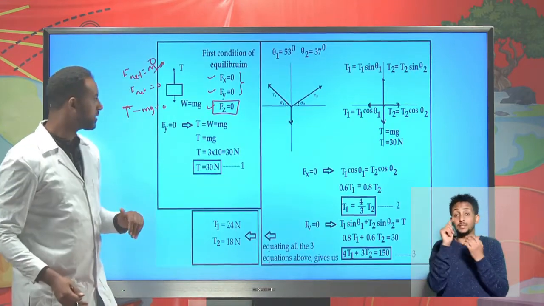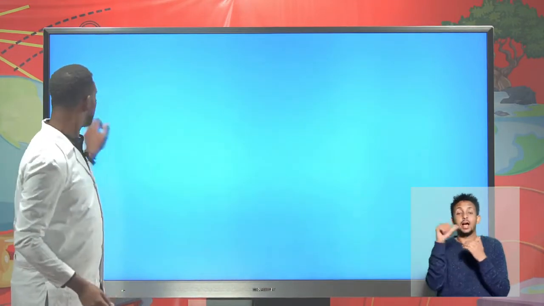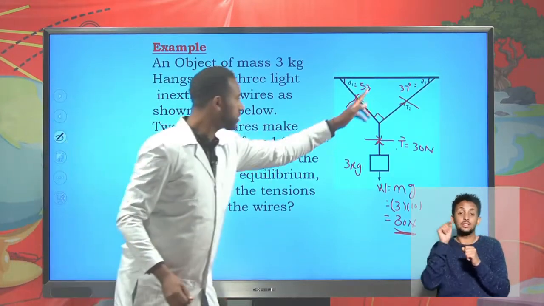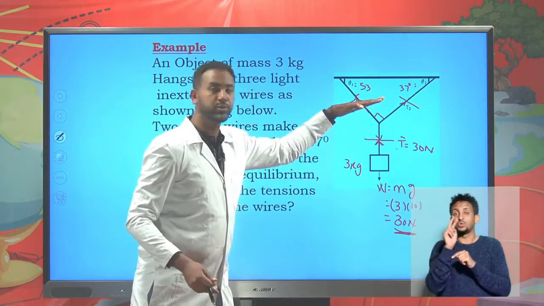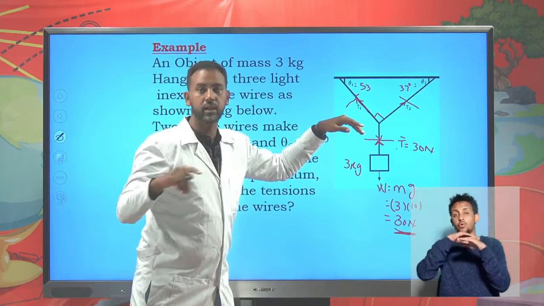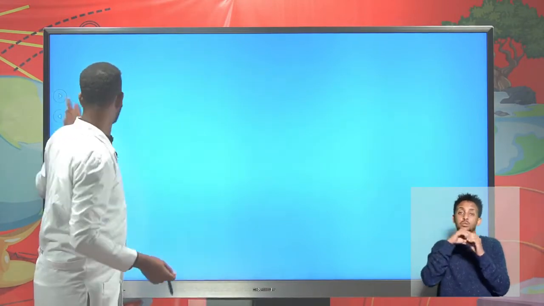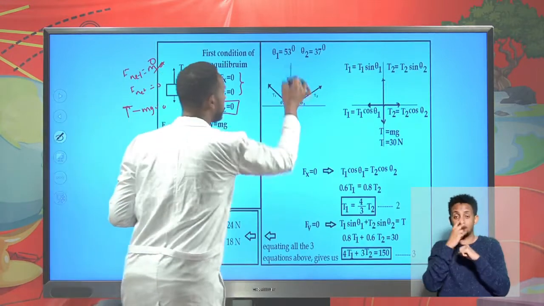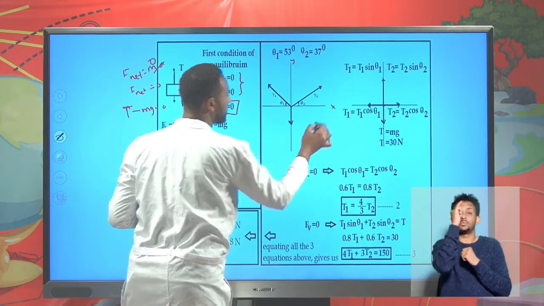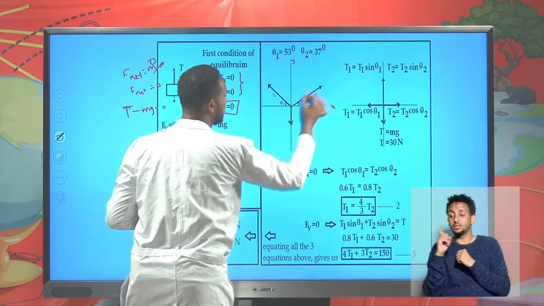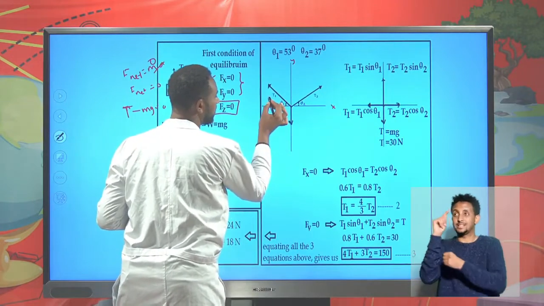So the tension is 30 Newton. The other thing that you have to do at the junction is put all the forces on an x and y Cartesian coordinate system. So when you put it on the xy system, you have a y-axis and an x-axis. The forces acting here are T2 and T1.